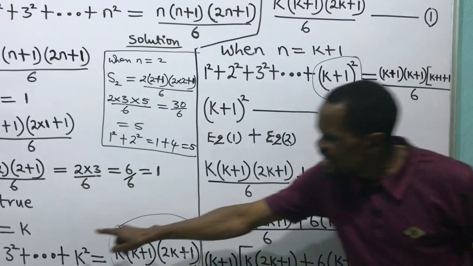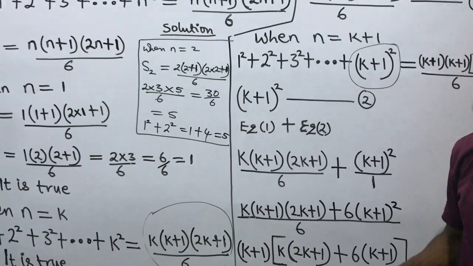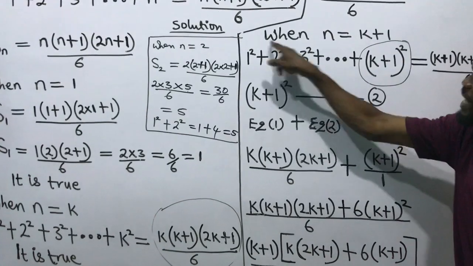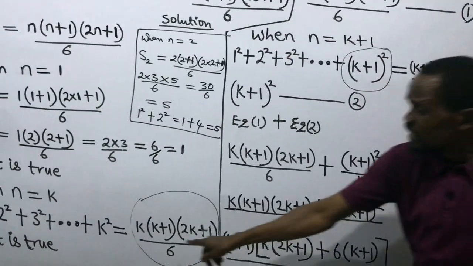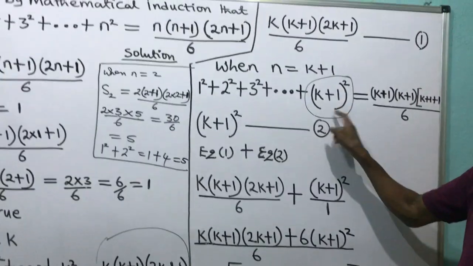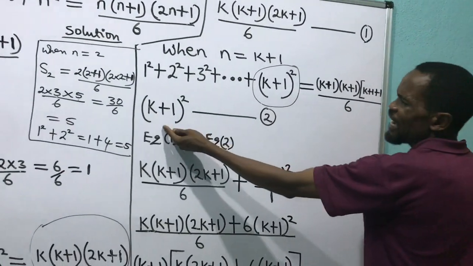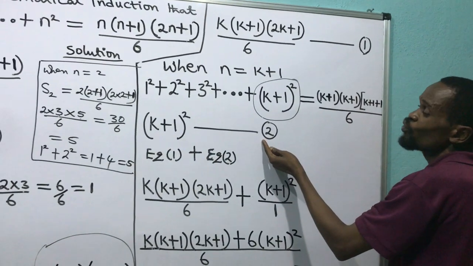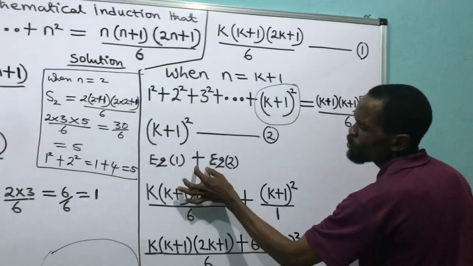I say when n is equal to k, I'm going to take my sum, when I have substituted n to be k. Then when n equals k plus 1, I'm going to take my generator in this case. Now that I've taken my generator, I call it Equation 2. Then what did I say here? I said Equation 1 plus Equation 2.